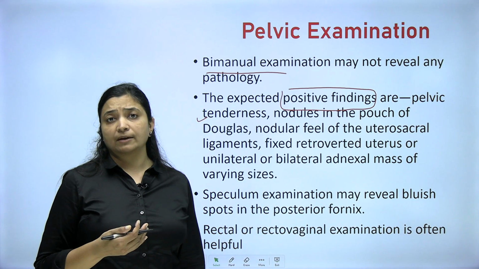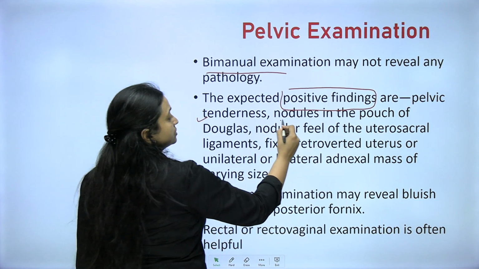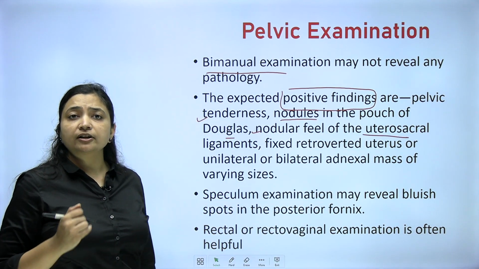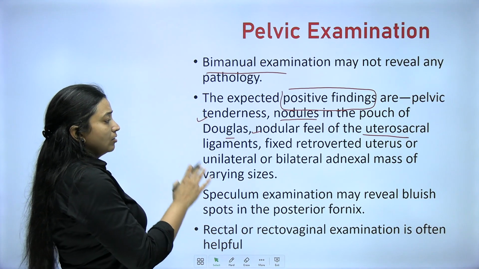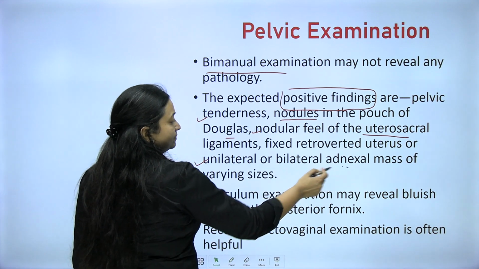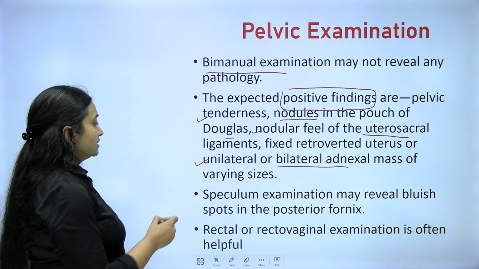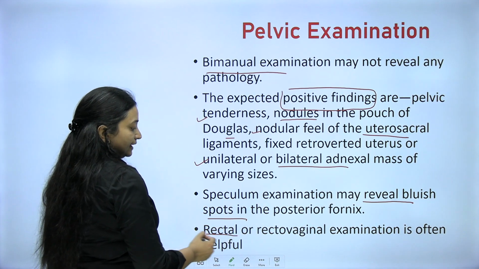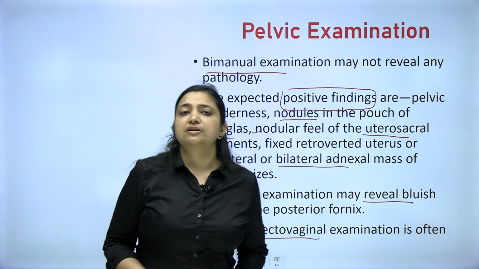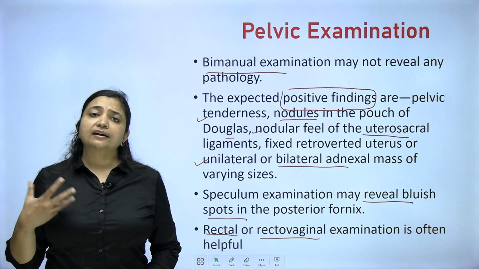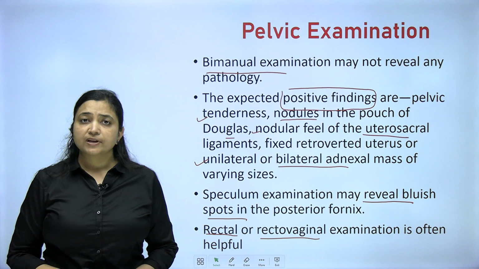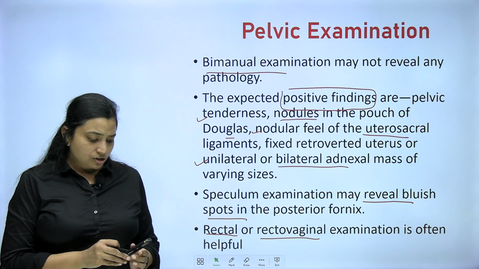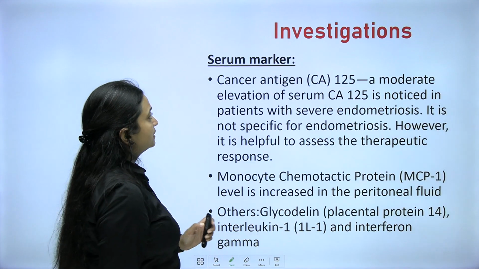Whenever you go deep for your bimanual examination, there is pelvic tenderness, nodules in the pouch of Douglas, nodular uterosacral ligaments can be felt, a fixed retroverted uterus which I discussed during dyspareunia is also felt. Unilateral or bilateral adnexal masses, if there is chocolate cyst, you can feel that. And speculum examination may reveal bluish spot or may not reveal. Sometimes we have to do rectal examination or rectovaginal examination if the patient is complaining of tenderness posteriorly or there are rectal complaints, so you may find rectal nodules also. So just make a picture of the patient in your mind and then go with history, symptoms and signs. With this I finish off with examination and then I shift to the part of investigations.